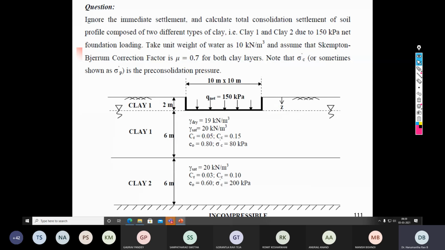But since accounting for such intricate things is not possible, normally people represent the entire layer with the gamma dry. That's it.